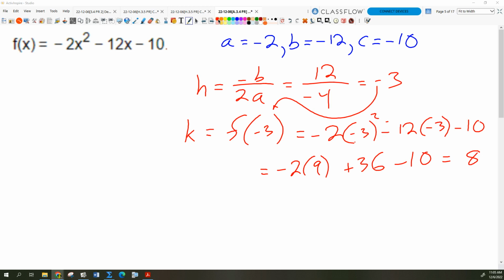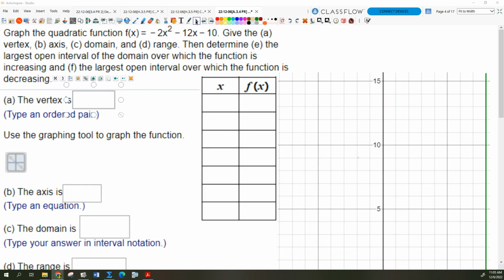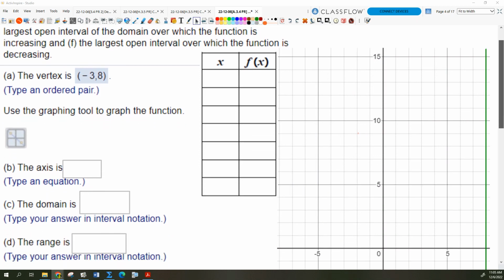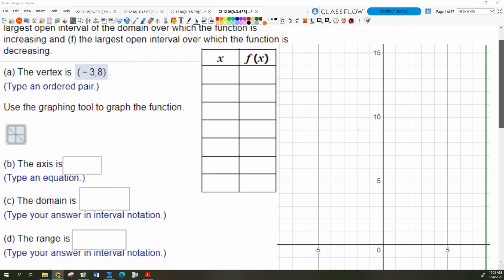So I get k is equal to 8, and my vertex has coordinates h is -3, k is 8. Okay? So we can go back over here, and there's our vertex. We could put that on our graph. -3, +8 puts us right there.